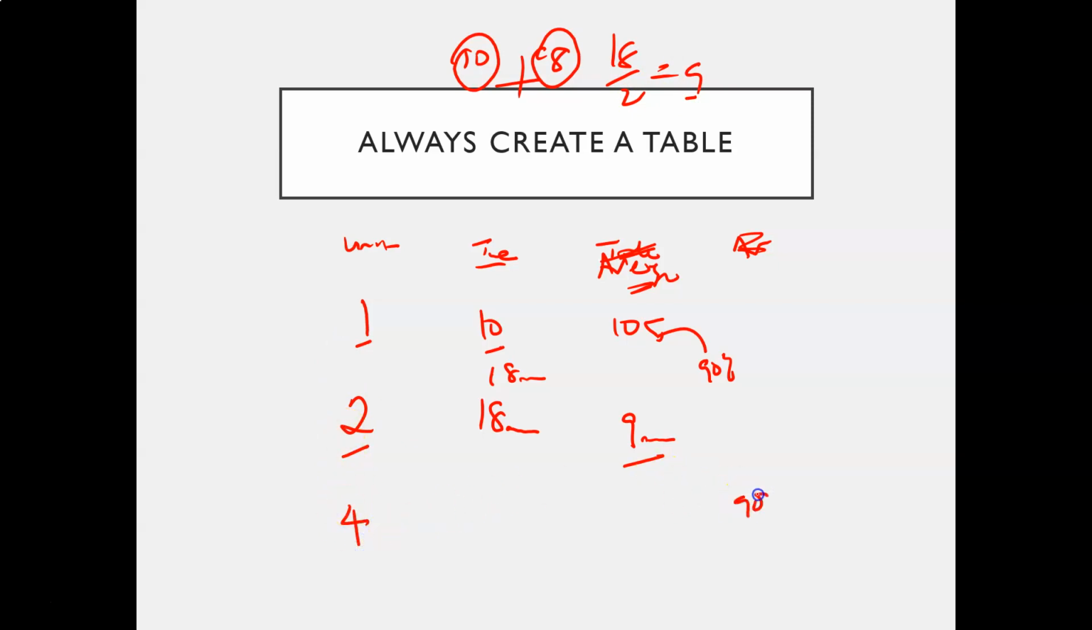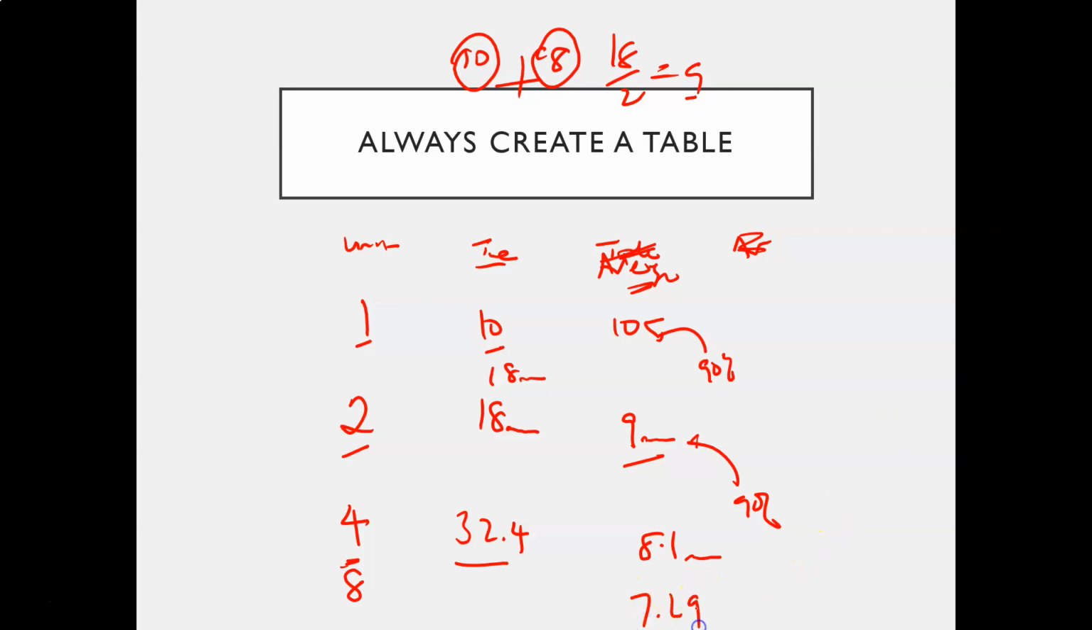And I know that 90% of 9 is 8.1 minutes. So I know that the average time to make 4 units is 8.1, and therefore the total time is 8.1 times 4, which is equal to 32.4. So the total time to make 4 units is 32.4 minutes, and the average time is 8.1 minutes. And I can keep going, right? If I'm making 8 units, again, 90% times 8.1 is 7.29.